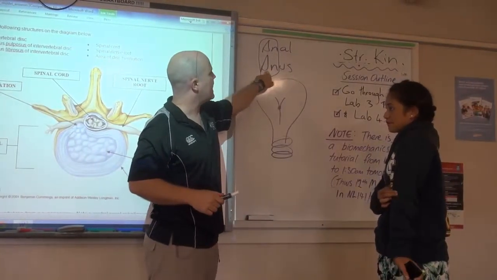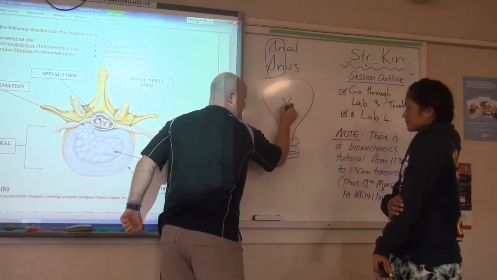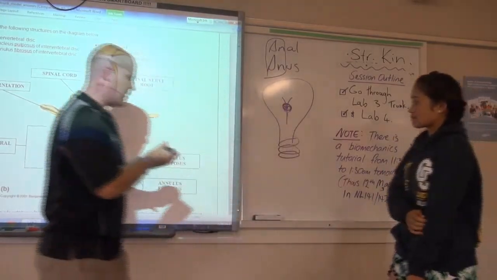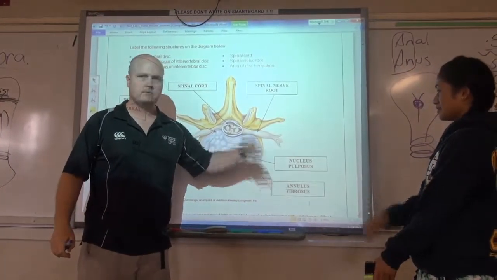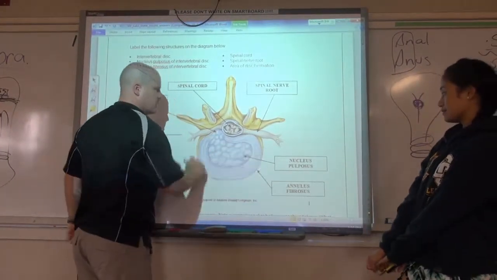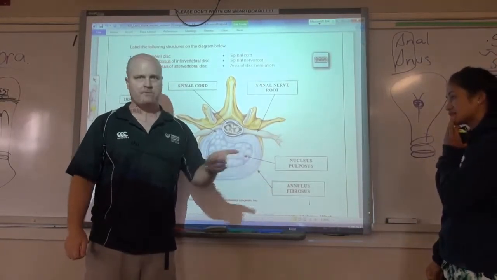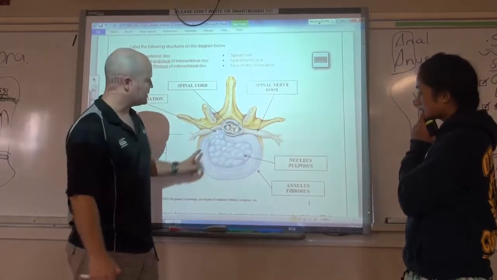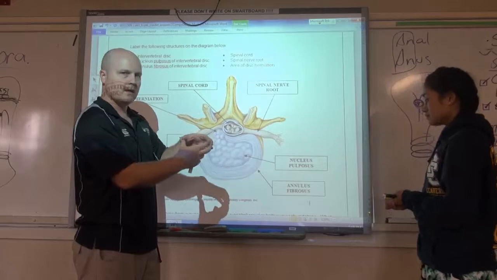So whenever we see AN, we think around. So if we come back over here, annulus means around, so it's going around the outside, and then fibrosus, fibrocartilage. So annulus fibrosus is the wall around the outside of the disc that holds everything in.